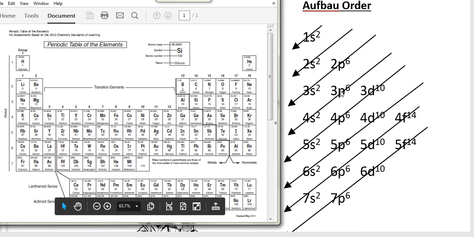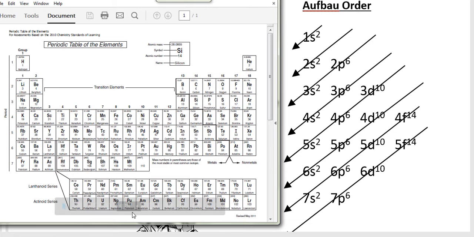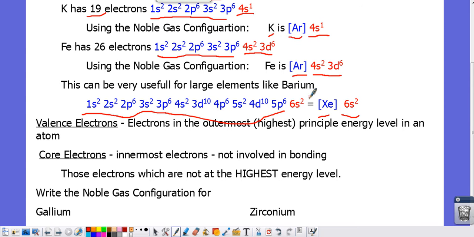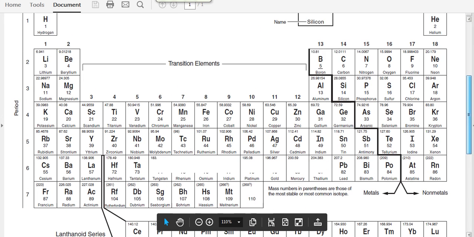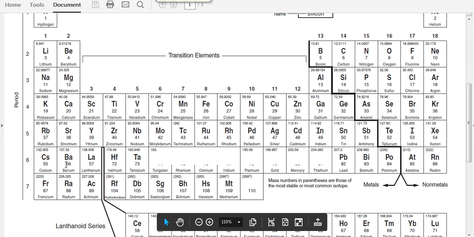So after 3p6 is the 4s2 and the 3d, whatever element it is. So that last example was barium. So we come to our periodic table, find barium. So barium's right here.